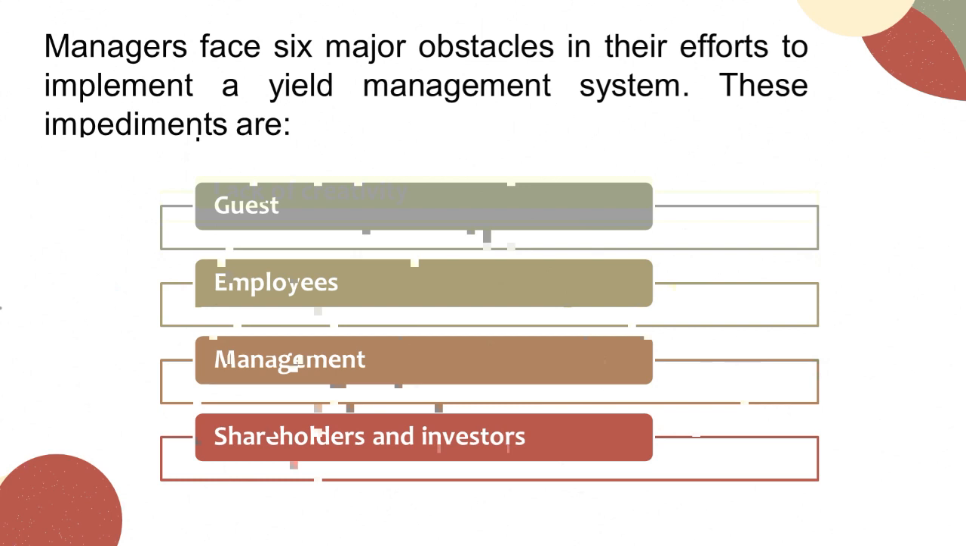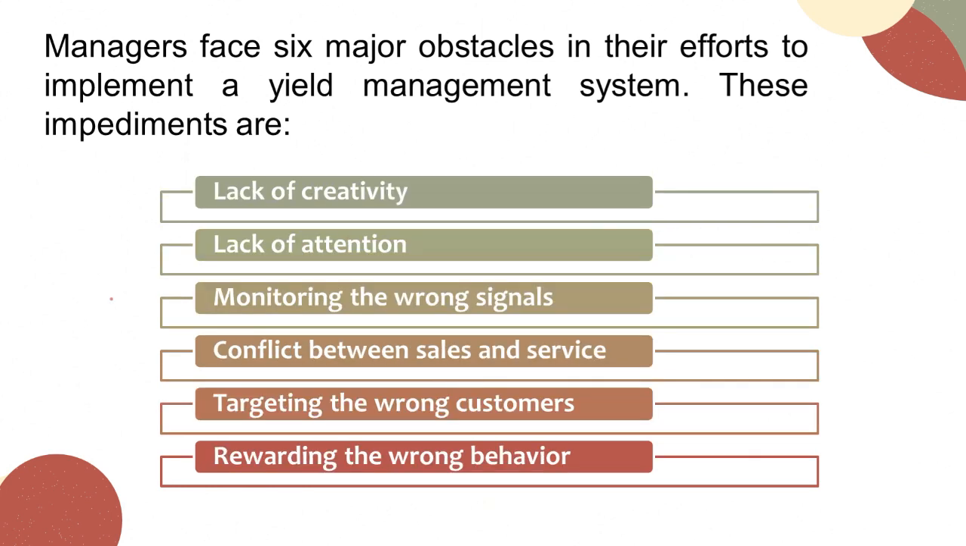So, dito papasok syempre yung 7 P's of marketing. Okay? So, yung mixed variables of the product, the price, the promotion, and how are you going to distribute it. So, para makapag-attract ka pa ng mas madaming customers or guests. And the last one is the rewarding the wrong behavior.